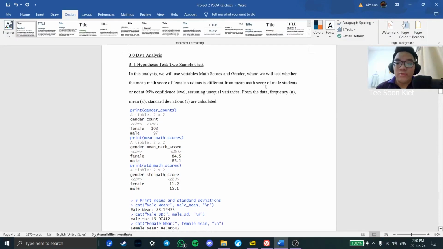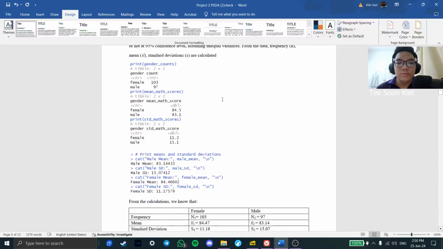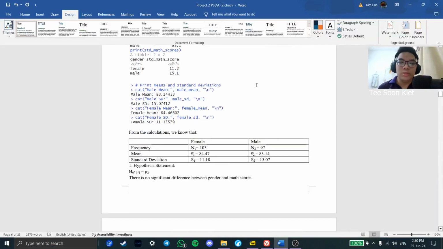From the data, the frequency is n, the mean is x bar, and standard deviation is s. Using the CSV file we put into our studio, we have 103 female students and 97 male students, because our total is 200 students.